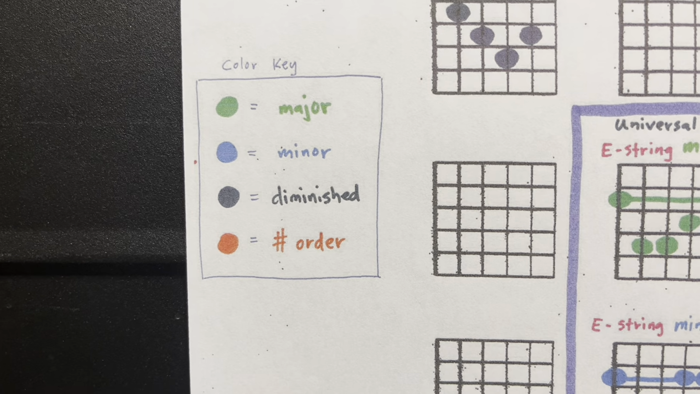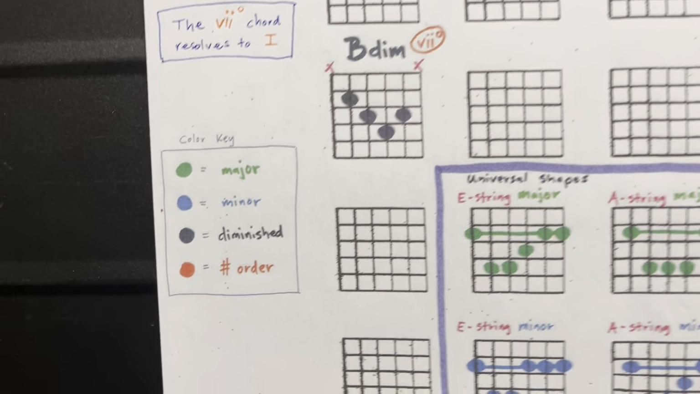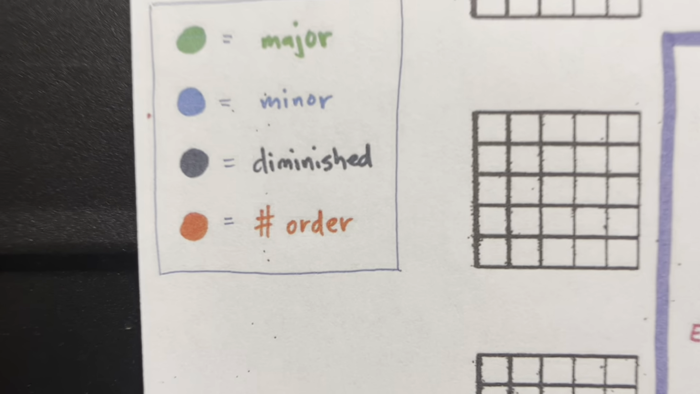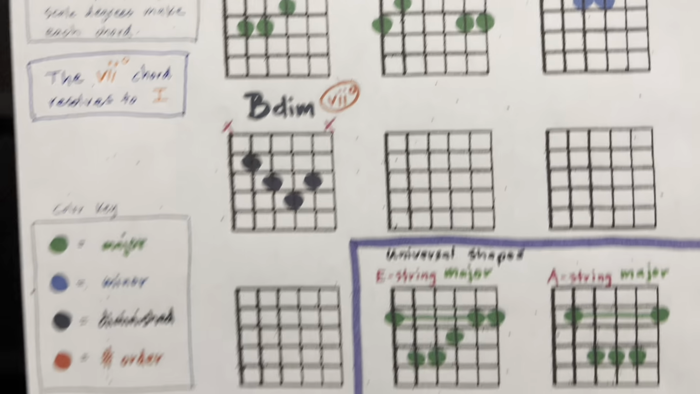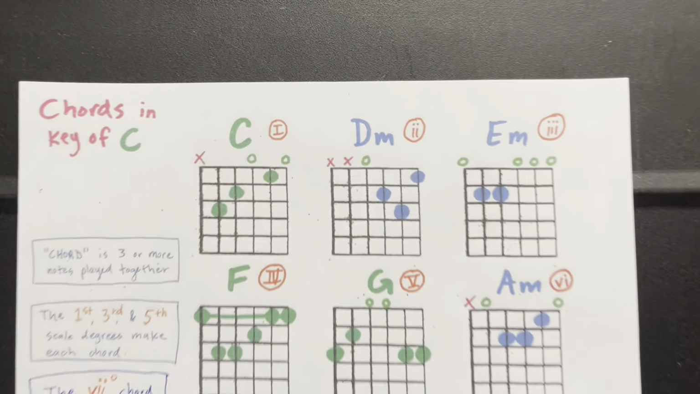I have a nice color key here. Major chords are green, minor chords are blue. The oddball black sheep of the family, which is the diminished chord, is black, and then the orange or red color just represents the Roman numeral system, which is very important.